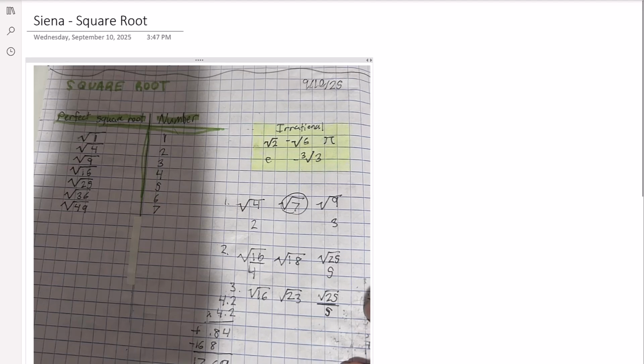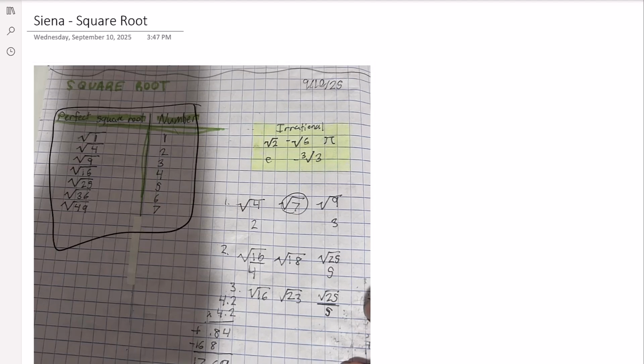So it looks like what your teacher wants you to understand is the difference between rational and irrational. See over here where it's giving you a list of perfect squares. 1 times 1 equals 1. Therefore, the square root of 1: this symbol, square root, is asking what number times itself equals that.